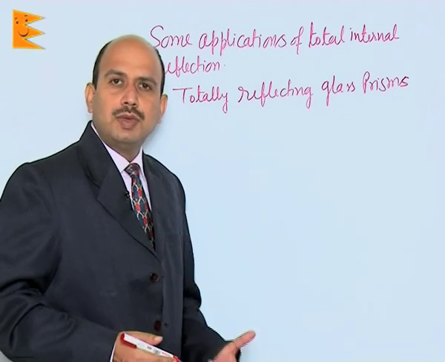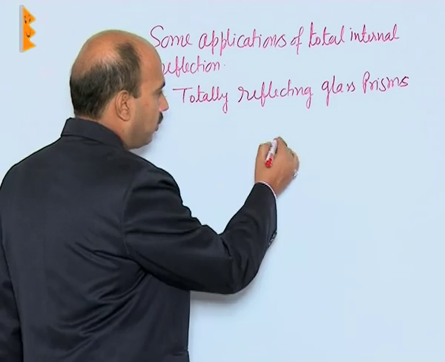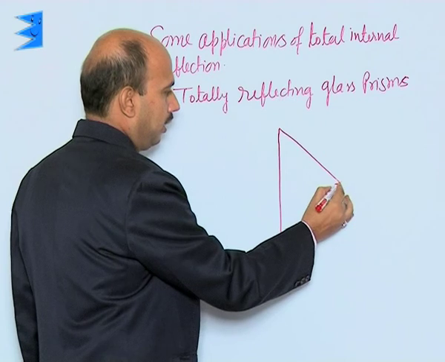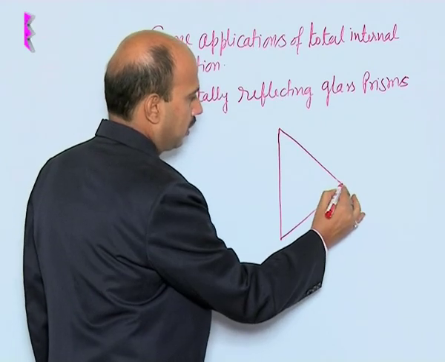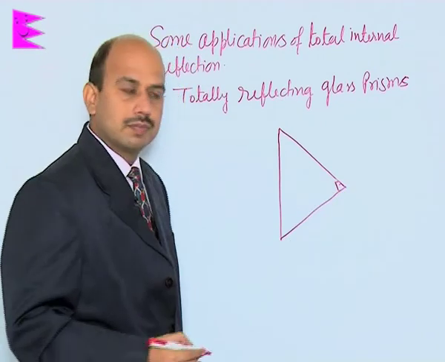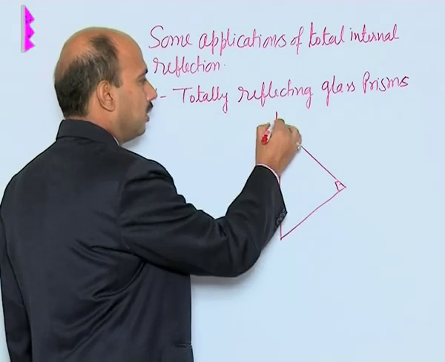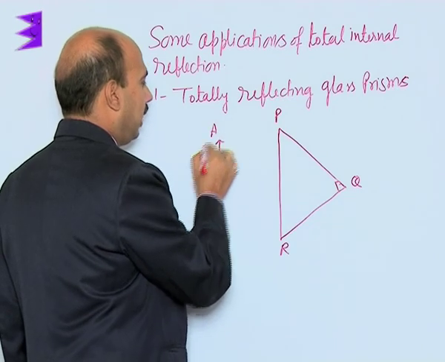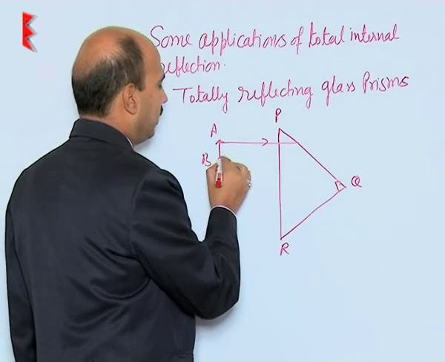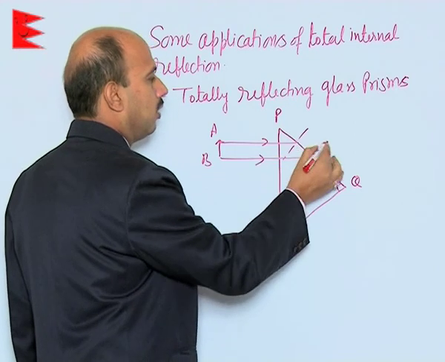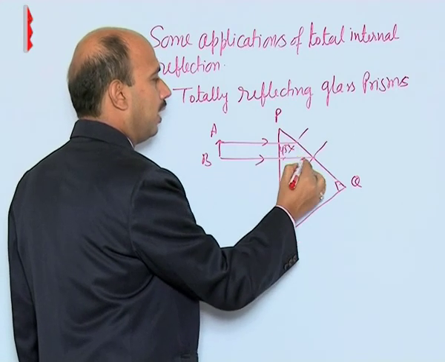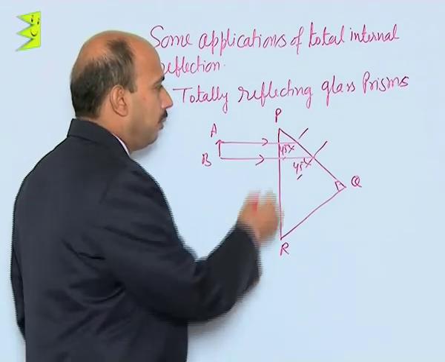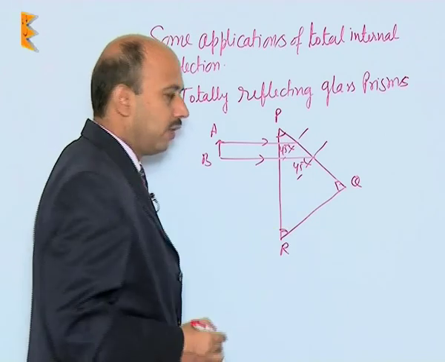Now, see another case where the deviation is 180 degrees. Suppose a right-angled prism is taken in this way, and this angle is 90 degrees, and we can take this as P, Q and R. Suppose the object is AB like this, and we take two incident rays in this way. This angle is 45 degrees, and this is also 45 degrees, which is greater than the critical angle, because this angle and this angle are 45.